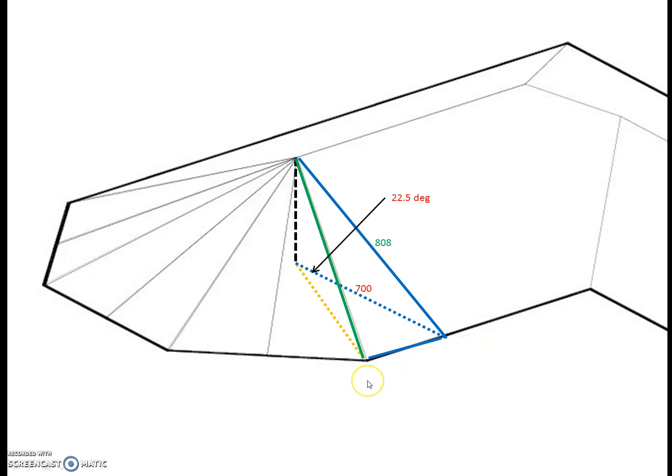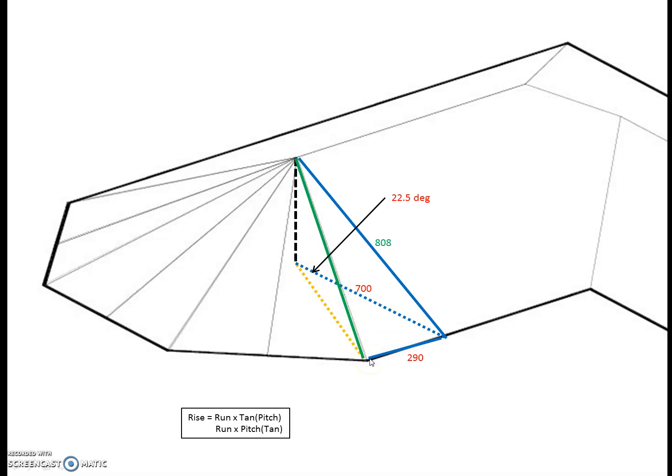So hopefully you chose this here. This is our rise equals run times the tan of the pitch measurement. So if we go 700 times the tan of 22.5 degrees, that will give us 290 from center of rafter to corner of top plate, making this triangle down the bottom here.